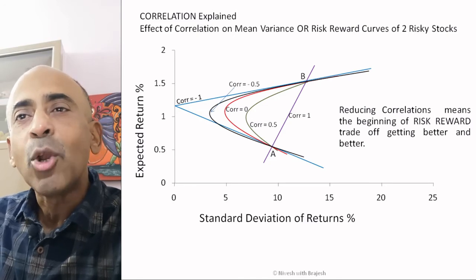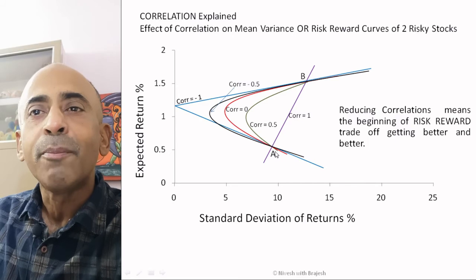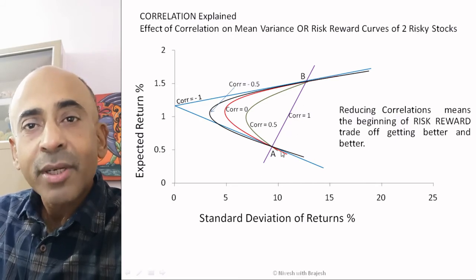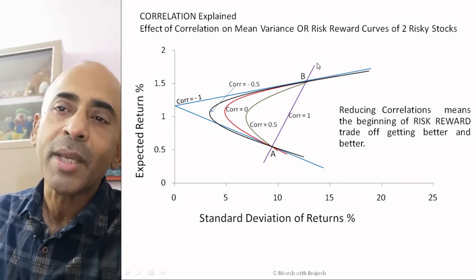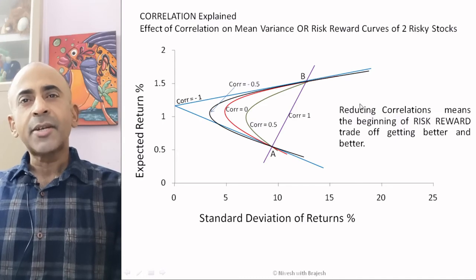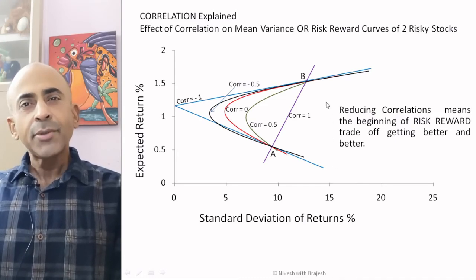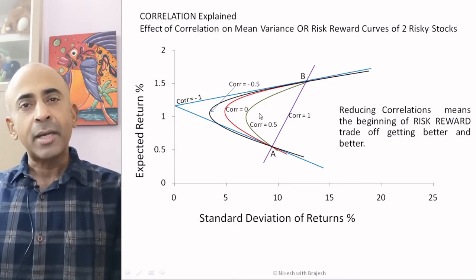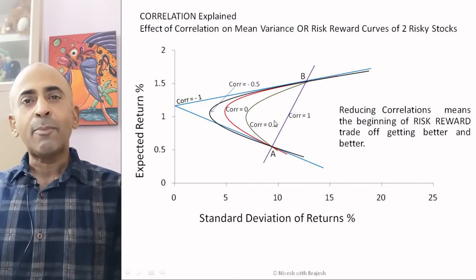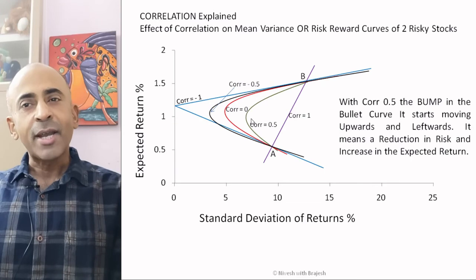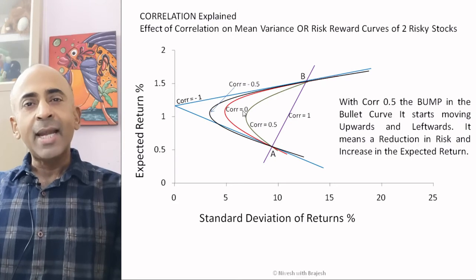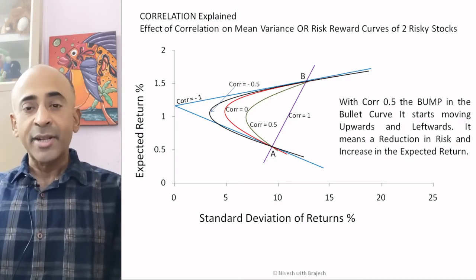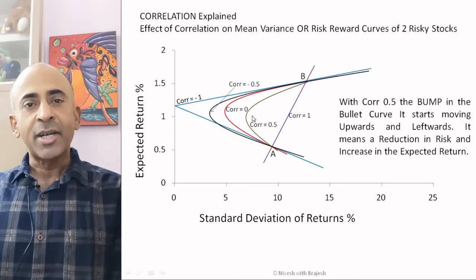Also, extended lines below point A means one has short sold stock B to buy stock A. So risk reduces, but so does expected return in this case, and vice versa for extension above point B. Now let's move further. Let's start reducing the correlation gradually. Reducing correlation means the risk-reward trade-off gets better and better. Look at the bump that is caused by the bullet curve with correlation 0.5. If you notice the bump, it starts moving upwards and leftwards, depicting a reduction in risk and increase in the expected returns.